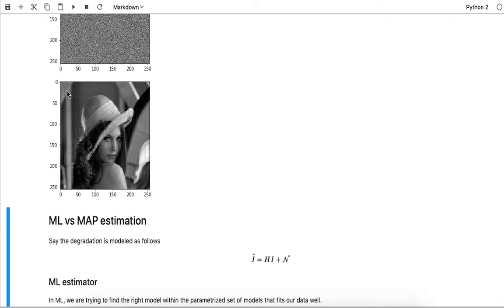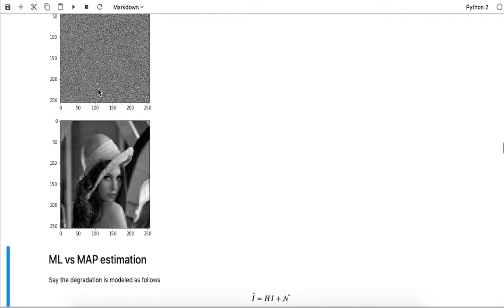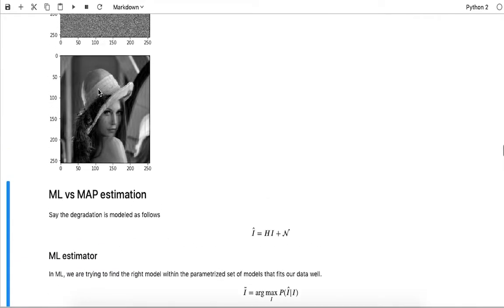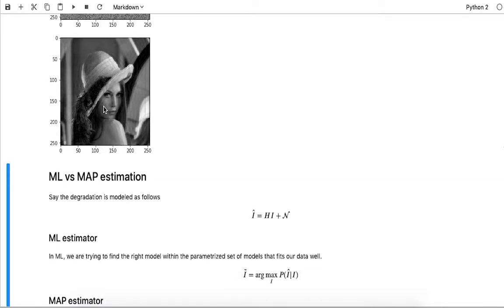Because it's sampled from a normal distribution with mean 0 and variance 1. So it's white because the covariance of all the samples is an identity matrix. So it performs quite well. So this is the Wiener filter.